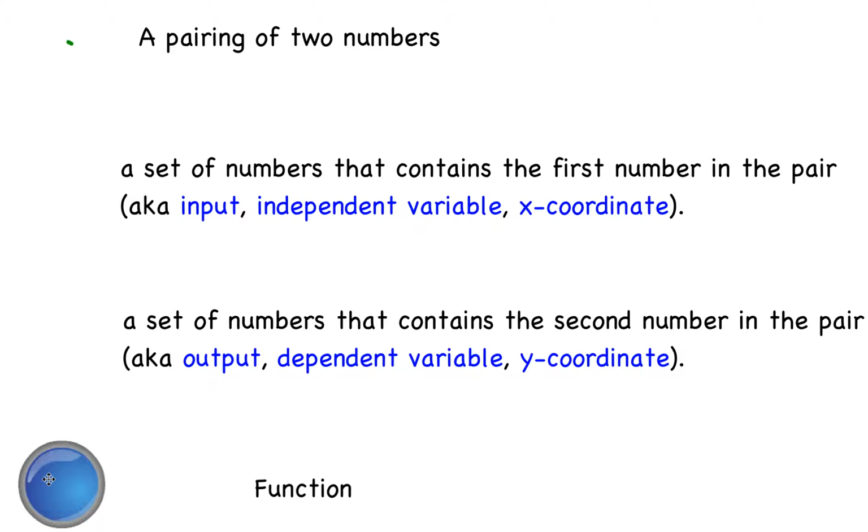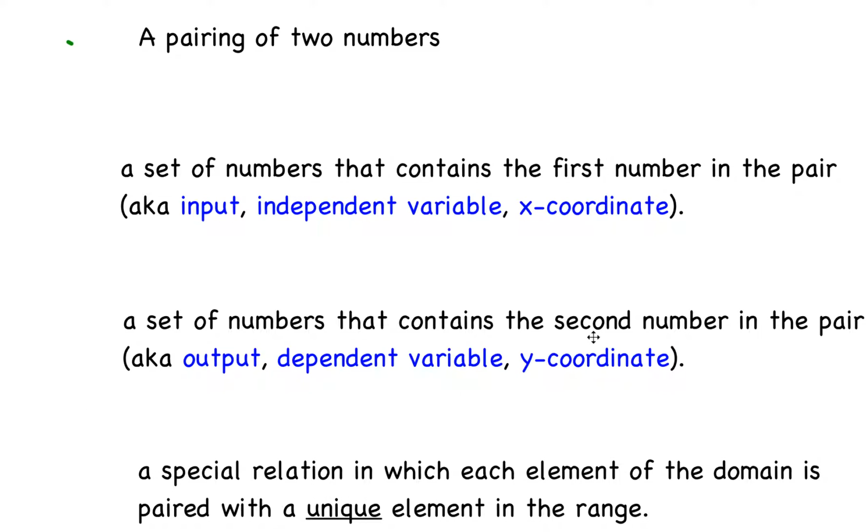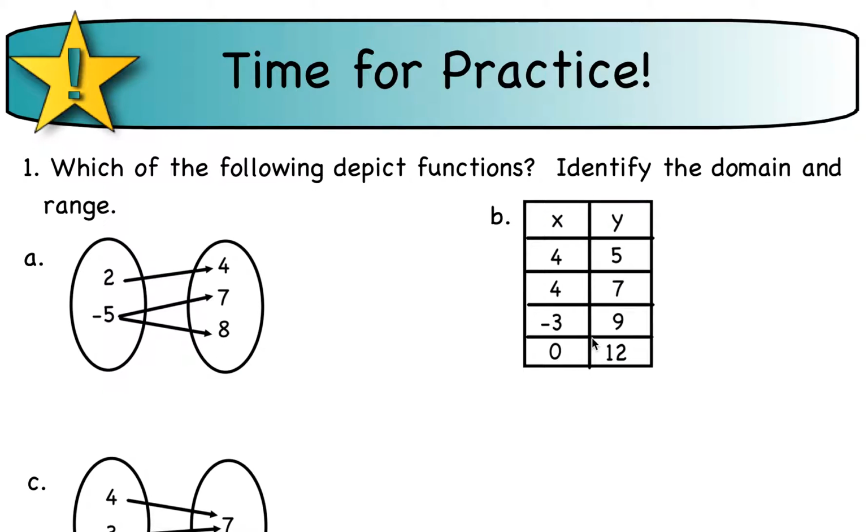So our last term is a function, and a function is a type of relation where each element in the domain goes to a unique element in the range. Let's take a look at some examples to clarify what these words mean.